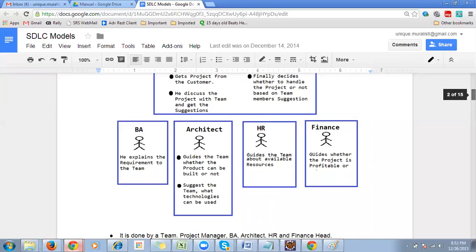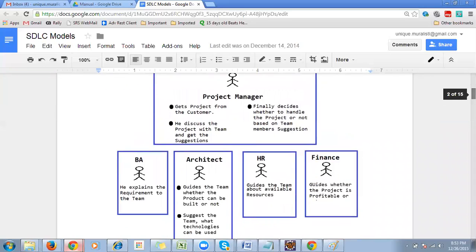For example, the customer will have a number of ideas. Everything cannot be implemented in the application, only some things can be. So he will tell which things can be implemented and which cannot. With this, we can go for the development; otherwise, don't go for it, it cannot be achieved. Then he suggests to the team what technologies can be used, that is, which language, what hardware, and what software we can use. The architect will give an idea on all those things.